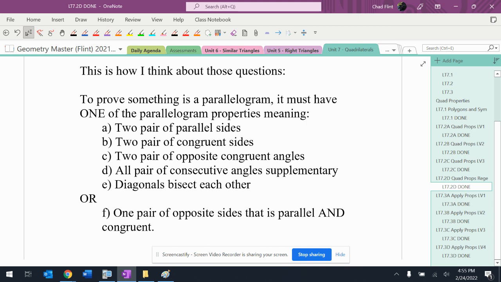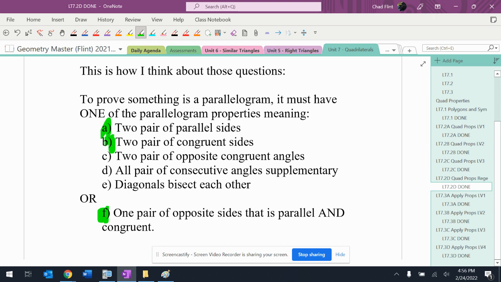To prove something is a parallelogram, it has to have one of the parallelogram properties: two pairs of parallel sides, two pairs of congruent sides. Those are really the two that happen most of the time. The other ones could happen. And you could also have one pair of opposite sides that's parallel and congruent. So those are the ways to prove it's a parallelogram.